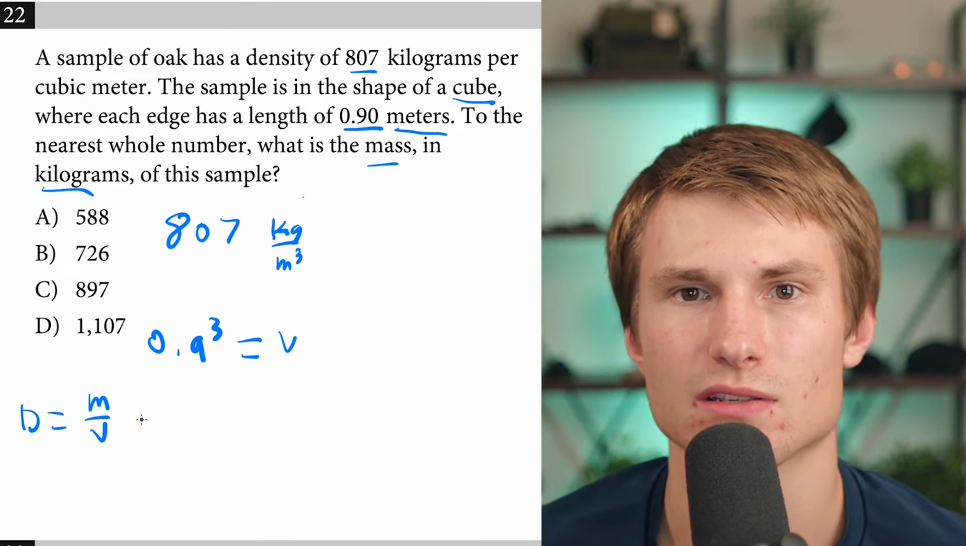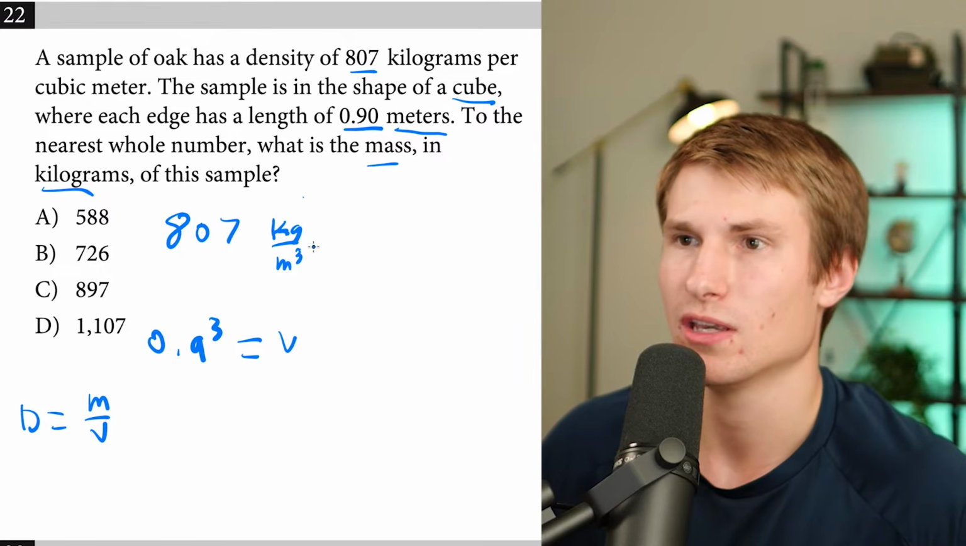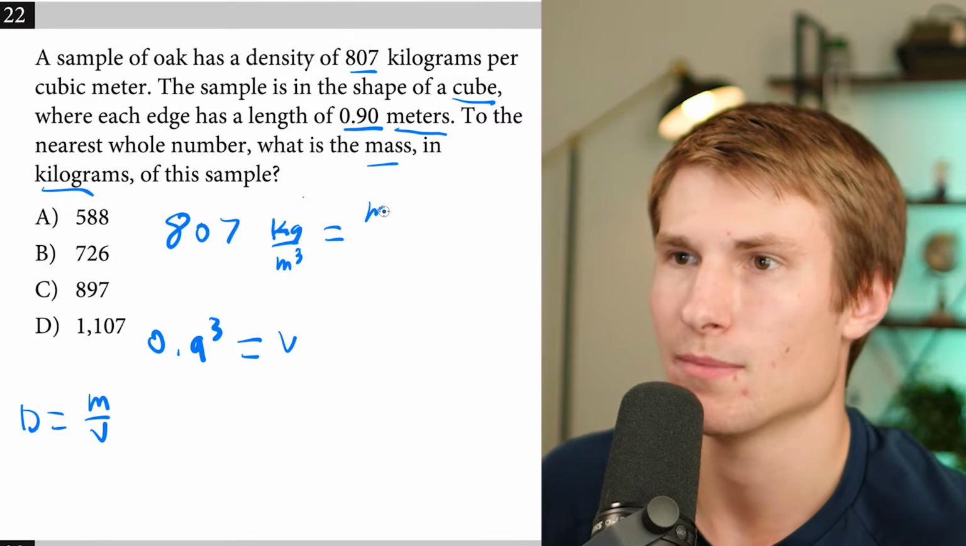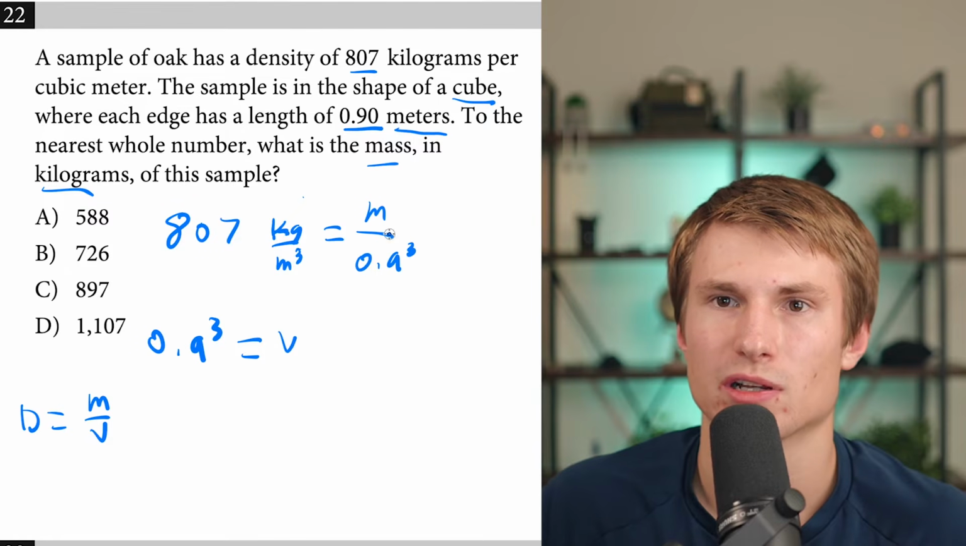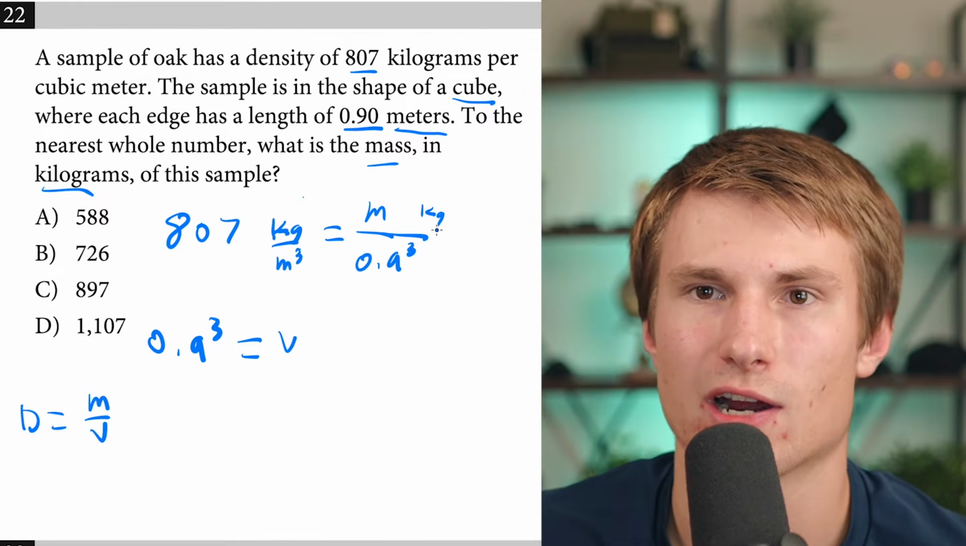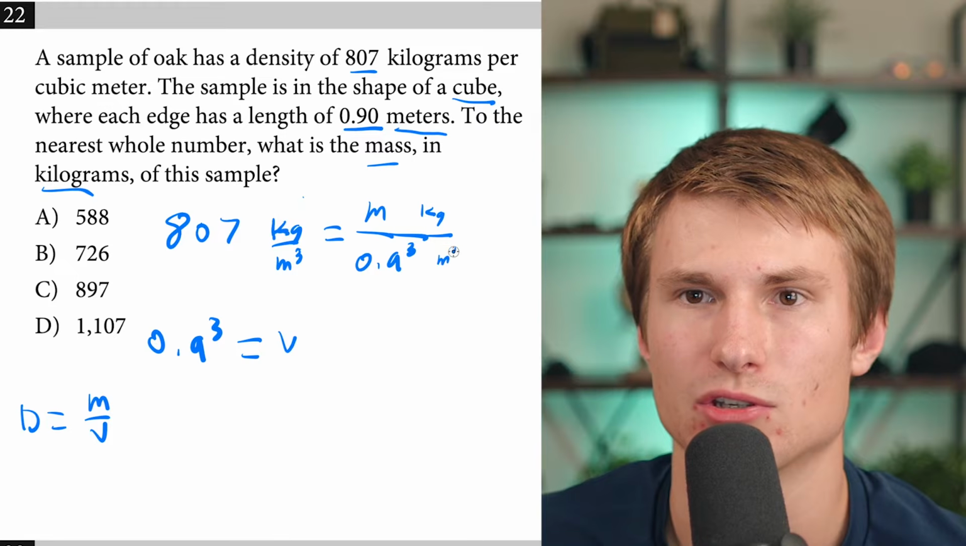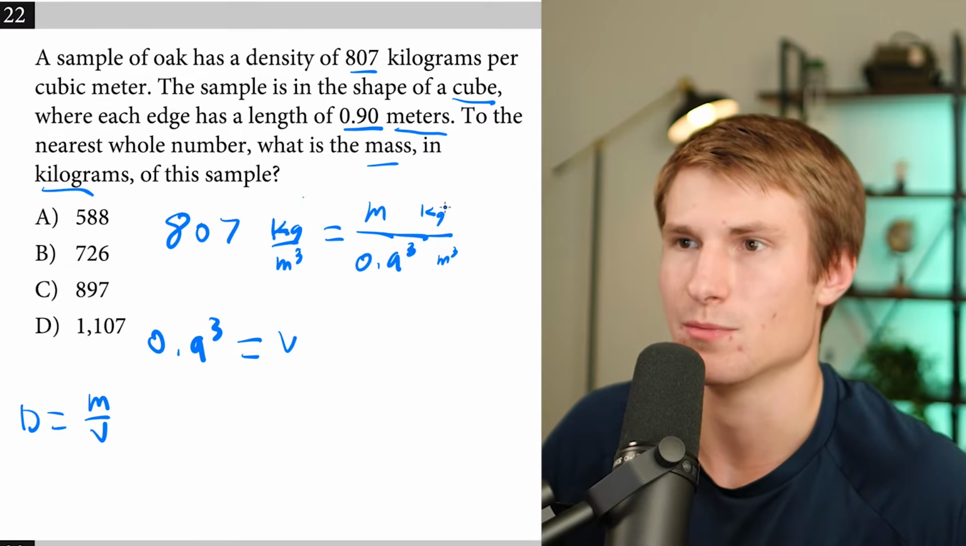Okay, so let's go ahead and set this up. We know D is equal to M over V. We know our D is equal to 807 kg over m cubed. We know that our mass is what we're trying to solve for. We know that our volume is 0.9 cubed. And I can just quickly show you that our mass is in kilograms and our volume is in meters cubed. So as you can see, we have the correct setup because we have the same units on both sides.